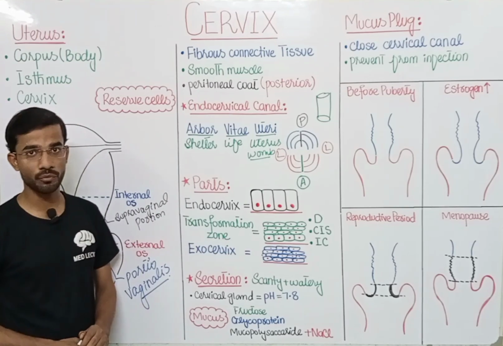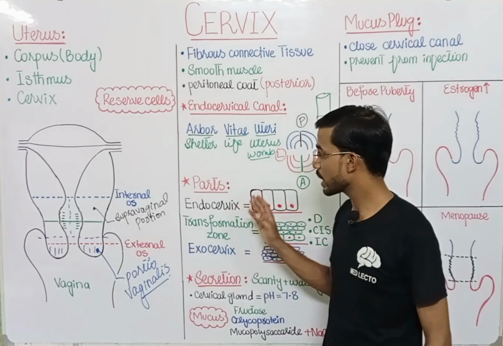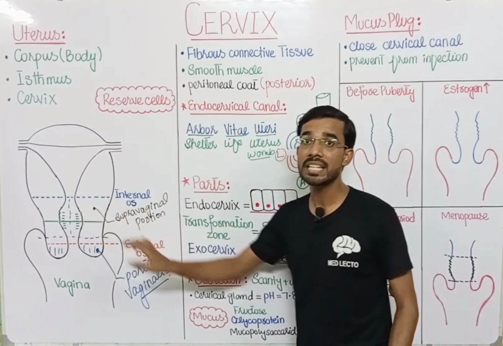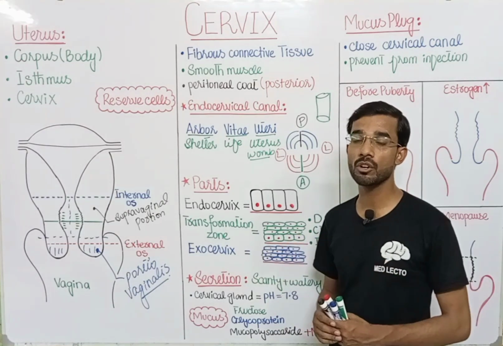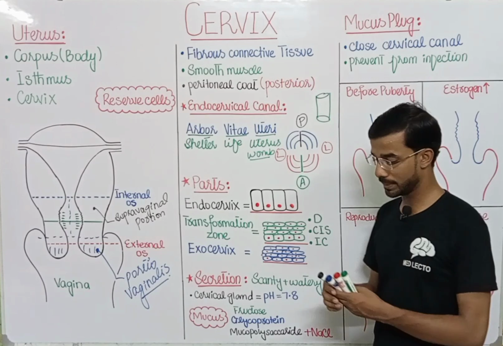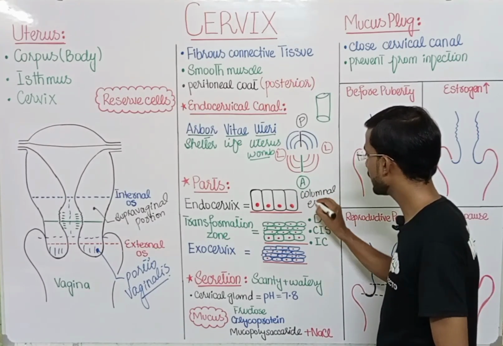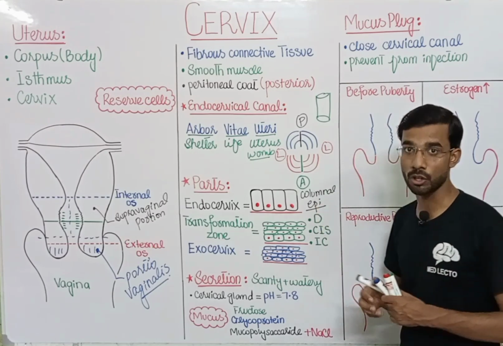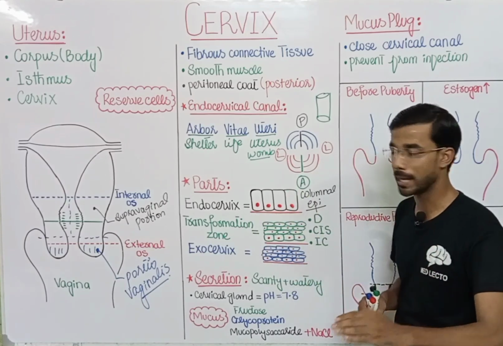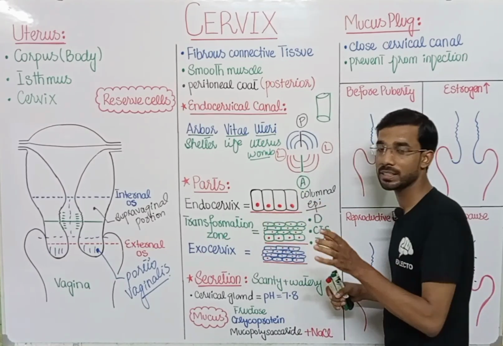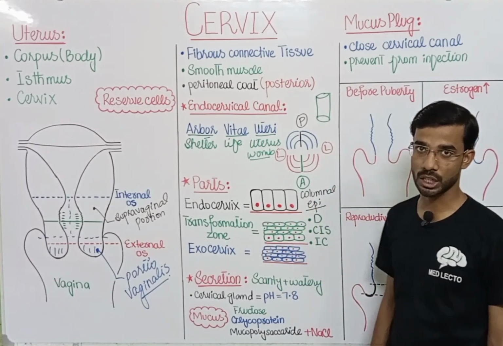Next we will discuss the parts of the cervix. First of all, the endocervix. The part of the cervix that is present inside is called the endocervix. The most important epithelium that lies in the endocervix is the columnar epithelium. As we know, the cells lie above the basement membrane, and in the columnar epithelium the nucleus lies near the basement membrane. So this is the endocervix.